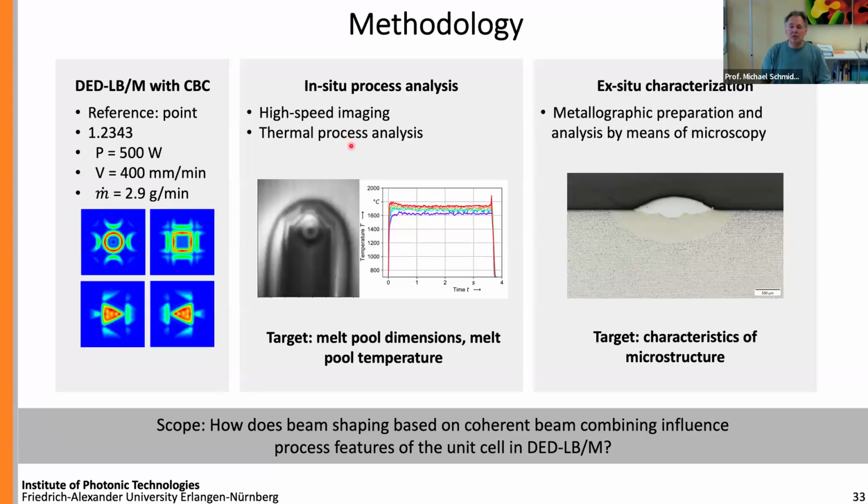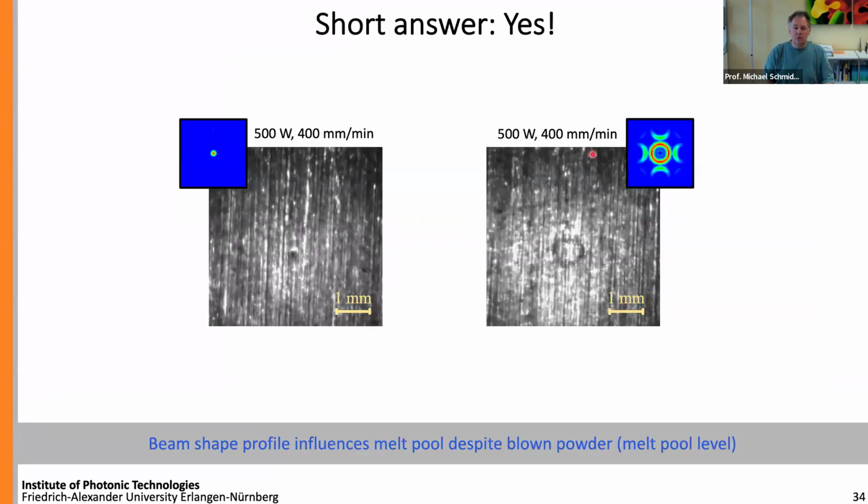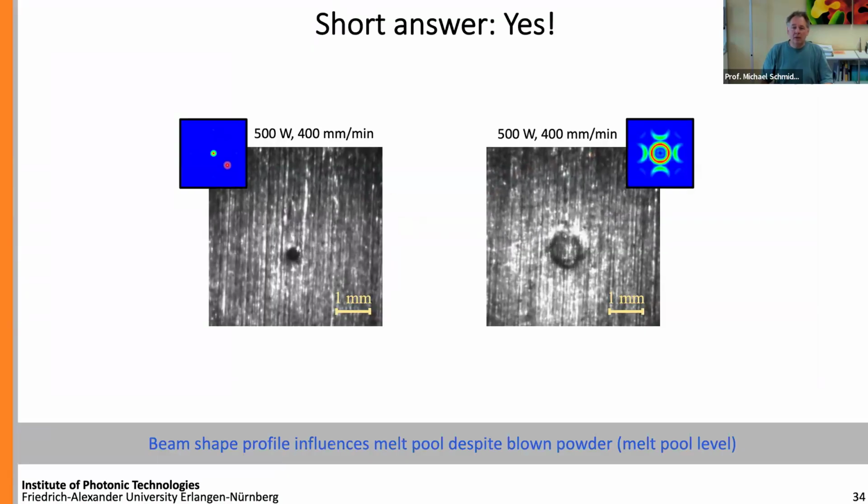We did some high-speed imaging. We did a thermal process analysis that is still a bit underway. And of course, ex situ characterization to see what's going on. And here we compare, of course, Gaussian mode with the donut mode.